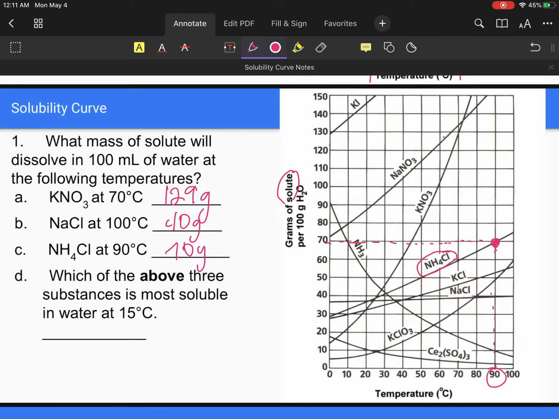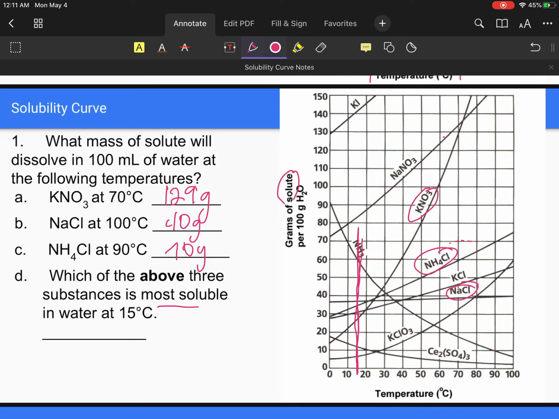Okay. D asks us this question. We're doing the same thing, and just asking it a different way. So let's look at how it words it. It says, which of the above three substances is the most soluble at 15 degrees Celsius? Okay, so let me find my substances here again. Let me get them all circled. And I'm looking at 15 degrees, so that's right here. It's this line right here.